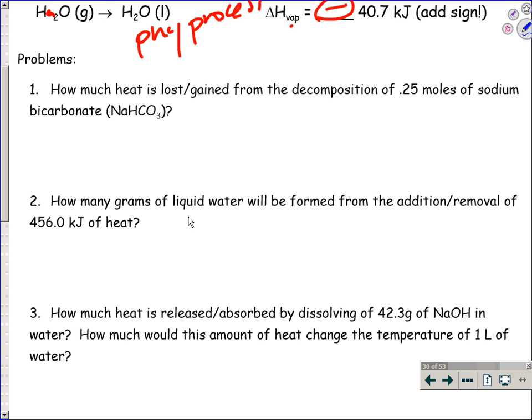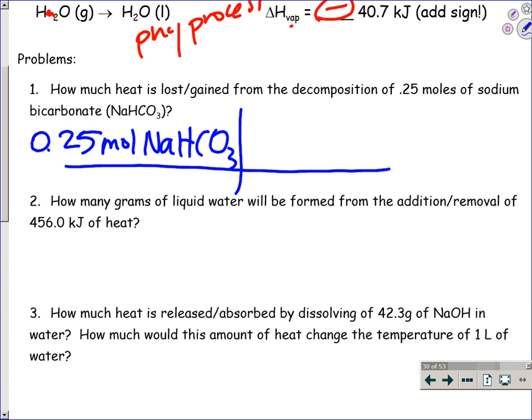What must I start with? What's the given provided information? Okay, so I have to start with this single number, 0.25 moles of sodium bicarbonate. So we're starting there. Okay, we're going to write our little railroad track fence posting.